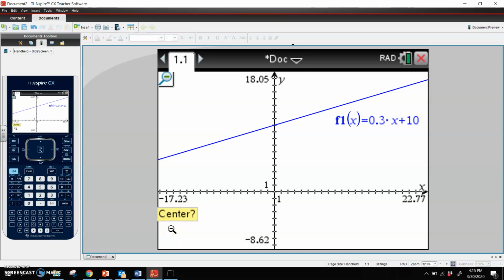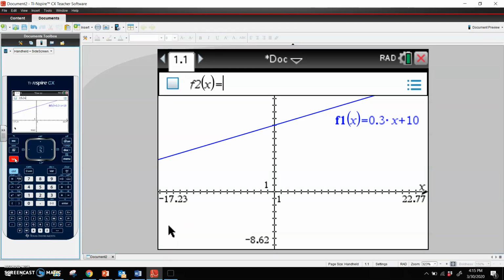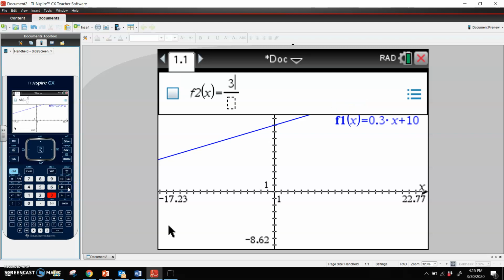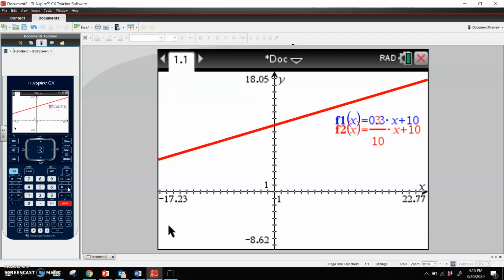All right, so now I hit the tab button because I need to type in my second equation, which is 3 over 10. So I'm going to use my control divide button. It gives me a fraction, 3 divided by 10. Cursor to the right, x plus 10. And what we see is that it lands exactly on top of the line.